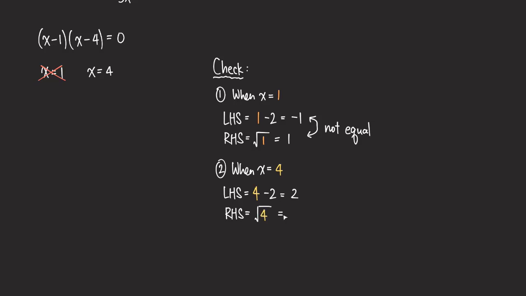And then now we can see that it's equal to 2. So those two are equal. So the left-hand side is equal to the right-hand side, and so this would be our solution. So the equation only has this one solution here. The x equals 1 doesn't work, only x equals 4 will work. Okay, so let's do another example.